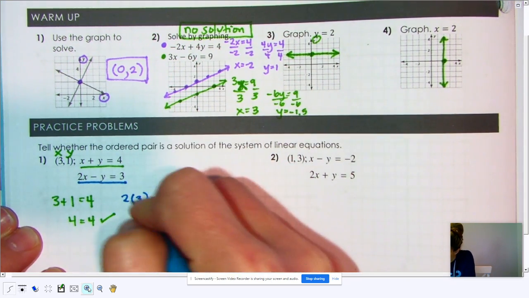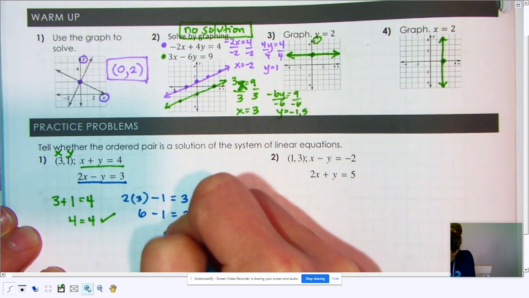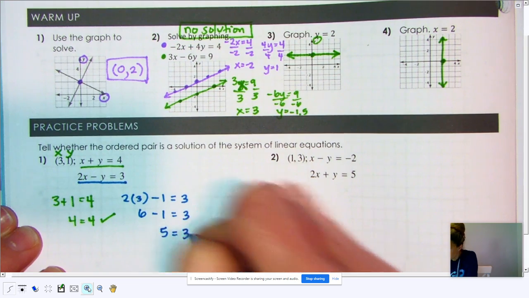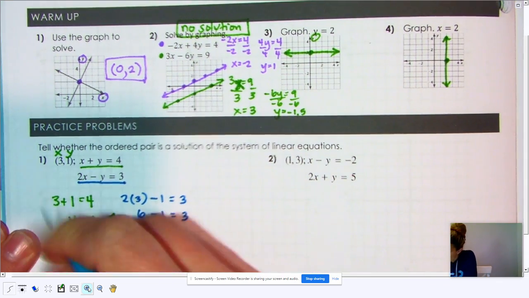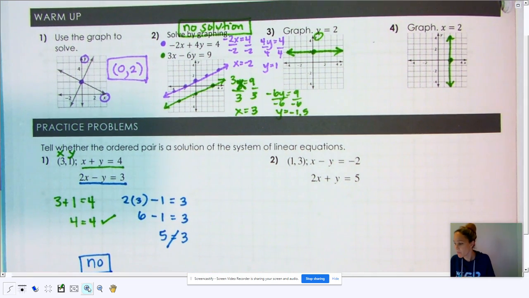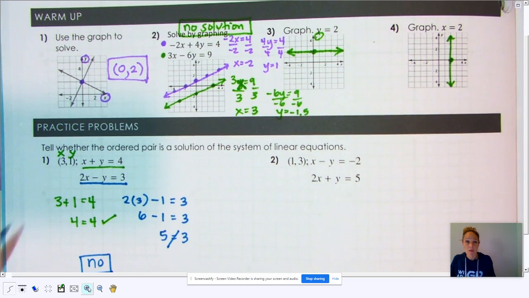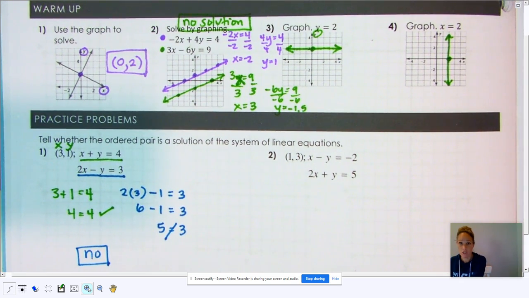So we're going to see if that's true. 2 times 3 is 6. And I want to see if that's correct. 6 take away 1 is 5. 5 equals 3. That is not true. So this one is no, it is not a solution to the system. It was for the first equation, but in order for it to be a solution to the system, it has to be true for both equations.